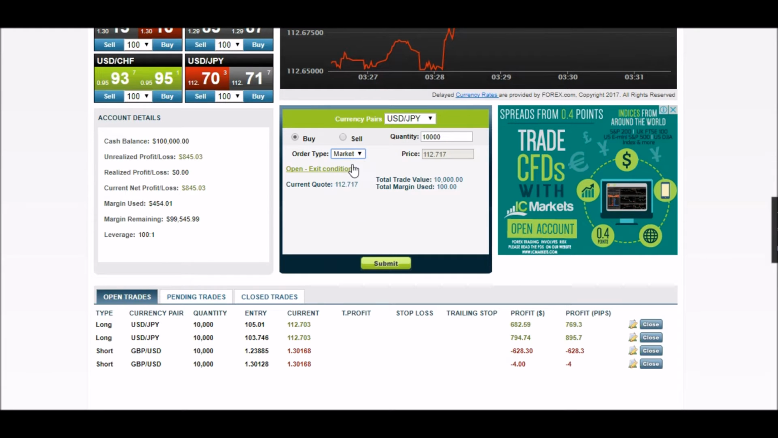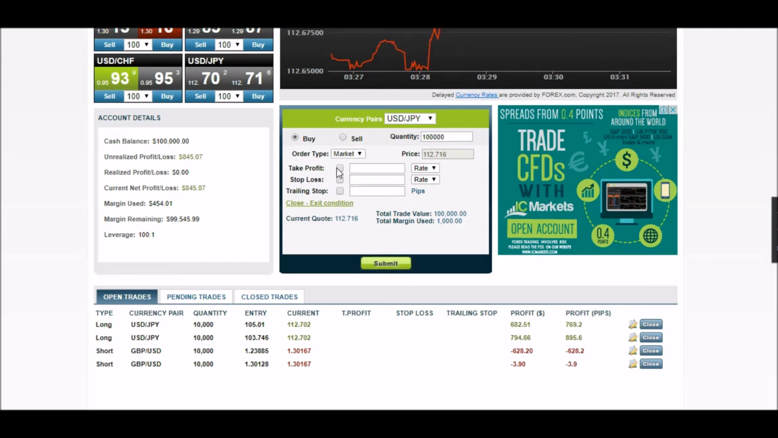So let's initiate the dollar yen position where we buy at the market. We will look at limit and stop later on, but right now we are buying at the market. So we buy $100,000 of yen at the current market price. Now we can leave some conditional exit orders like take profit, stop loss, trailing stops. We can also modify these later on, even after the trade's done.